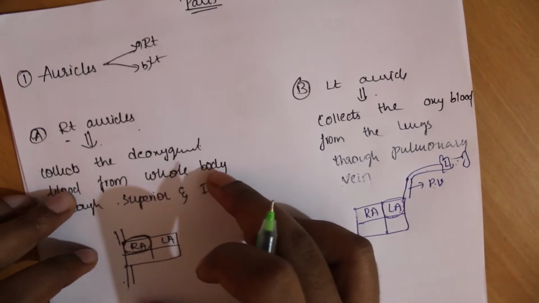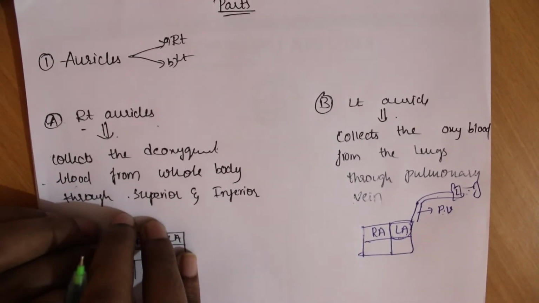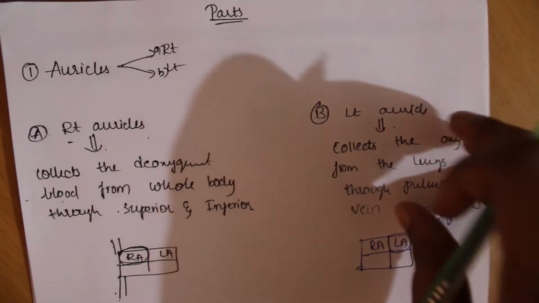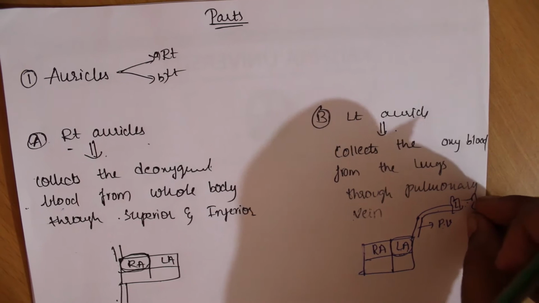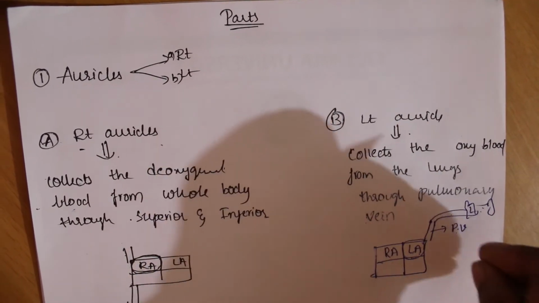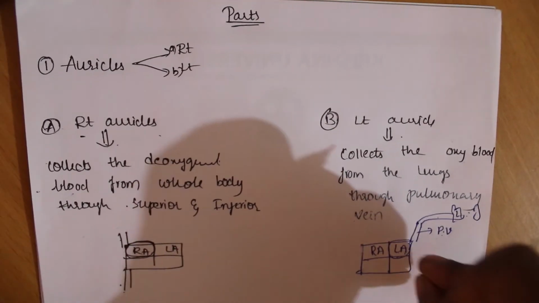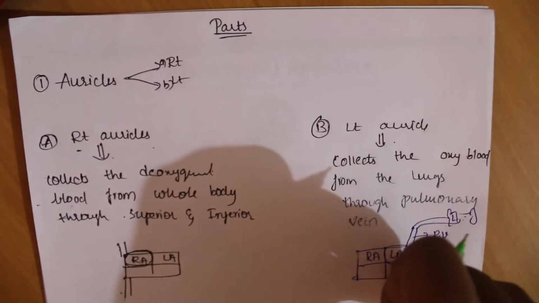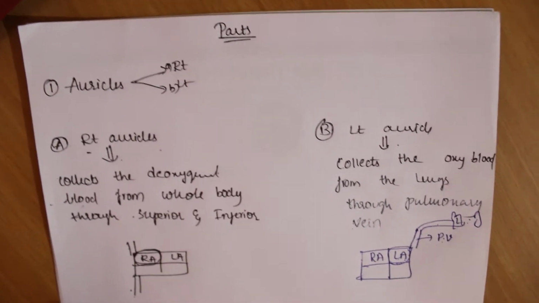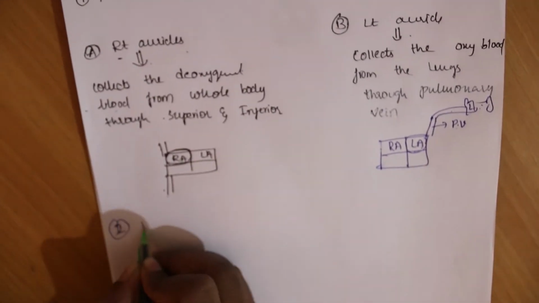The right auricle collects only the deoxygenated blood from the whole body. The left auricle collects the oxygenated blood from the lungs through the pulmonary vein into the left chamber of the heart, that is the left auricle. Now move on to another subheading, that is the ventricles.